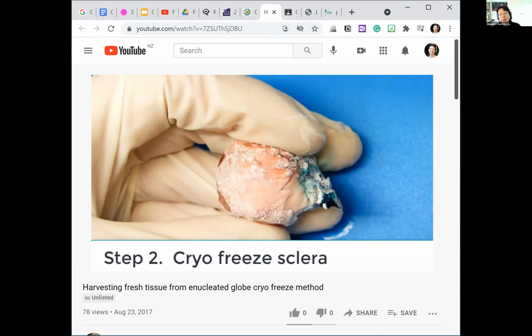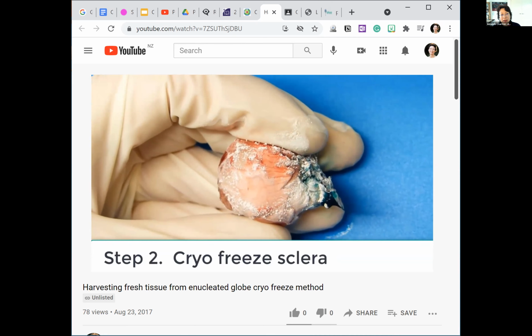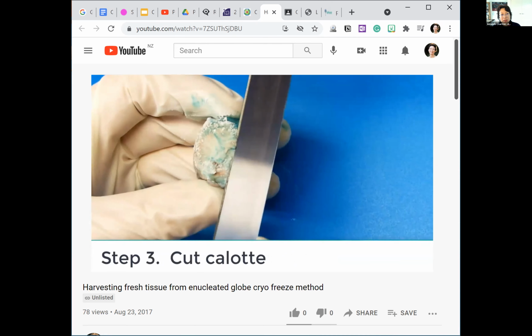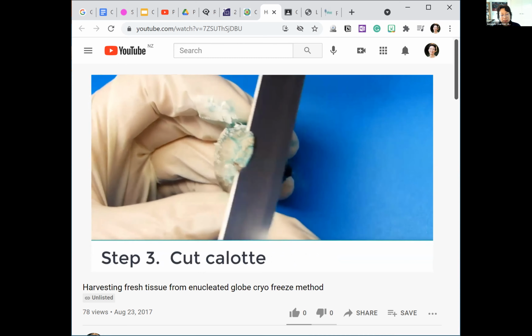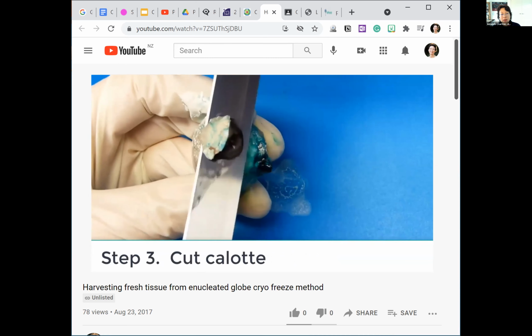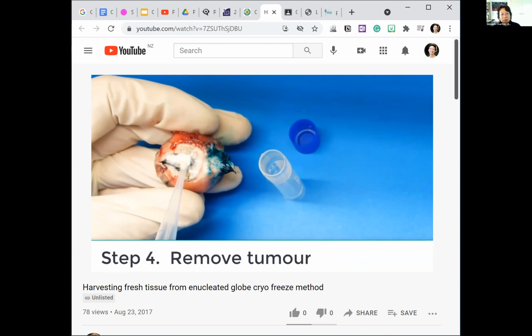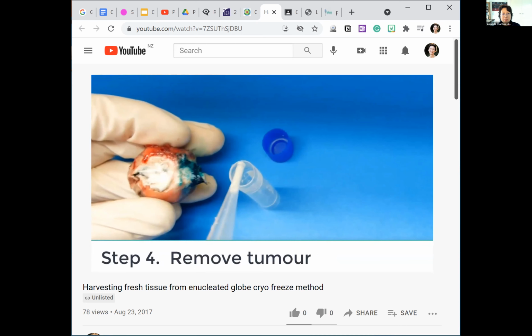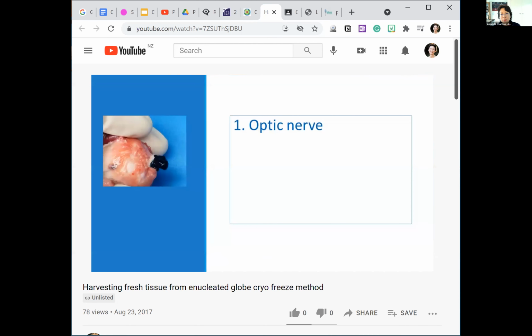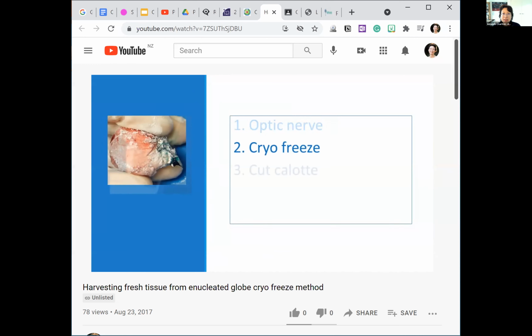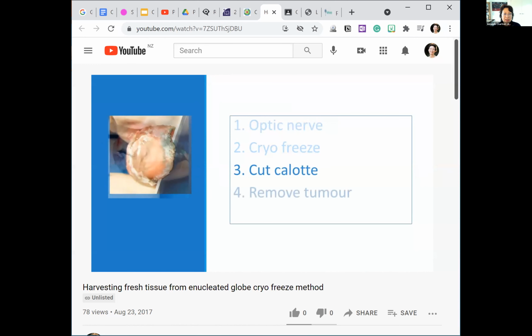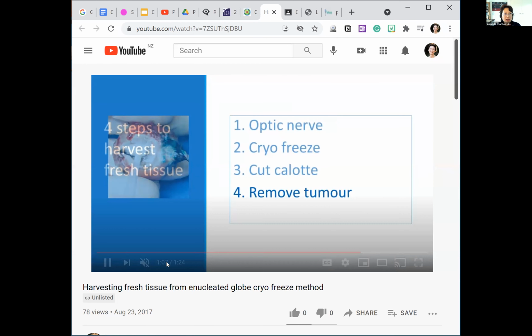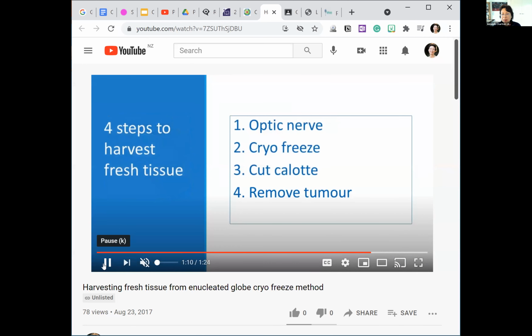To make the globe firm and easy to cut, I spray freeze it first. Then I use a razor knife to open a little window, or a calotte, in the globe. Retinoblastoma has virtually no stroma. It's liquid, kind of like pus, so you can just suck it out and put it into a specimen container. I freeze that at -80 degrees. So, four steps to harvesting fresh tissue from an enucleated globe. That's that. Back to my presentation.